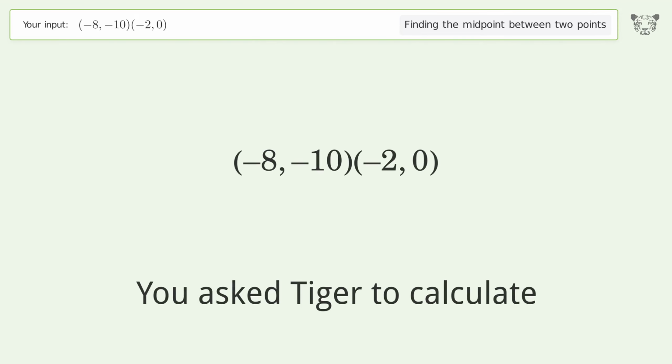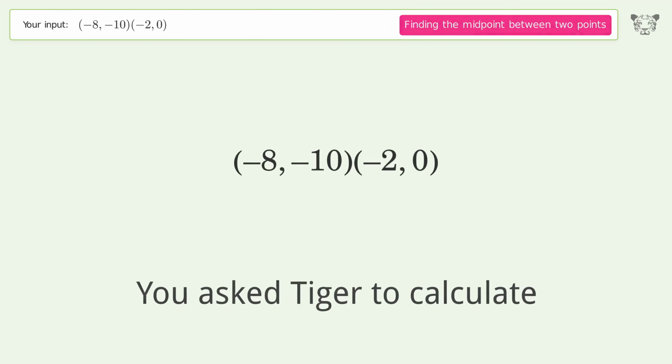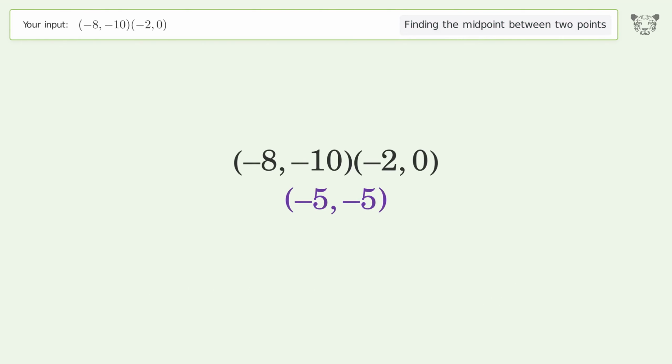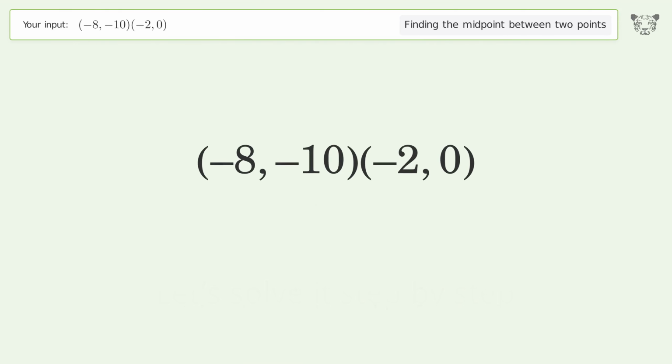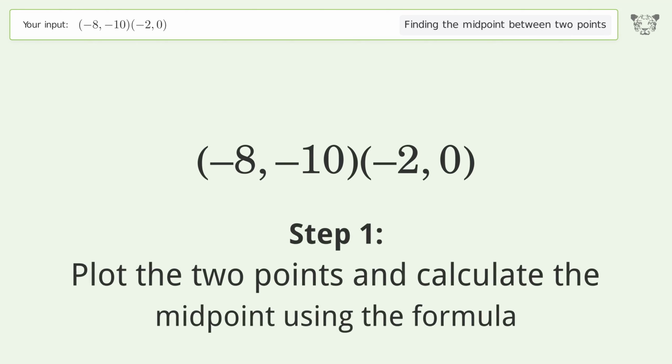You ask Tiger to calculate. This deals with finding the midpoint between 2 points. The midpoint between the 2 points is -5, -5. Let's solve it step by step. Plot the 2 points and calculate the midpoint using the formula.